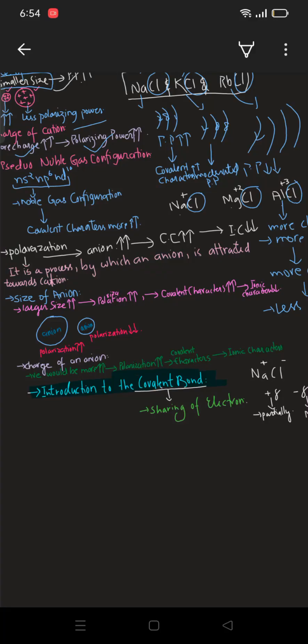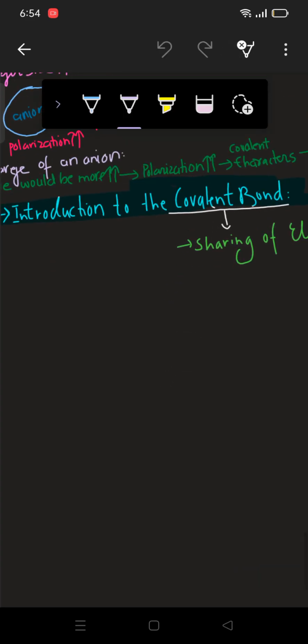Okay, so in the last video, we discussed an introduction to the covalent bond. We discussed what a covalent bond is. A covalent bond is formed when electrons are being shared, right? So the sharing of an electron is what we call the covalent bond. When is it formed?